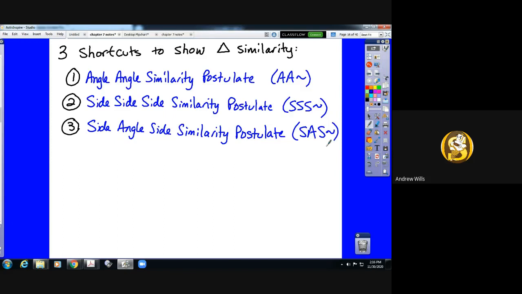Okay, now we're going to go through what these three postulates say one at a time. And the first one, angle-angle, is probably the easiest of the three based on what we already know. The other two require a little bit more work to be shown, but in reality, all three of these are generally fairly easy to show. They're actually easier to show than the congruence postulates were. So we'll go through these one at a time. We'll start with angle-angle similarity.